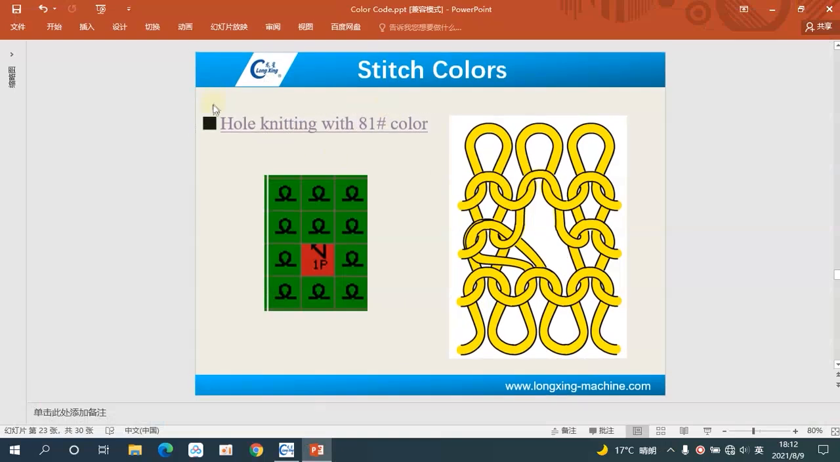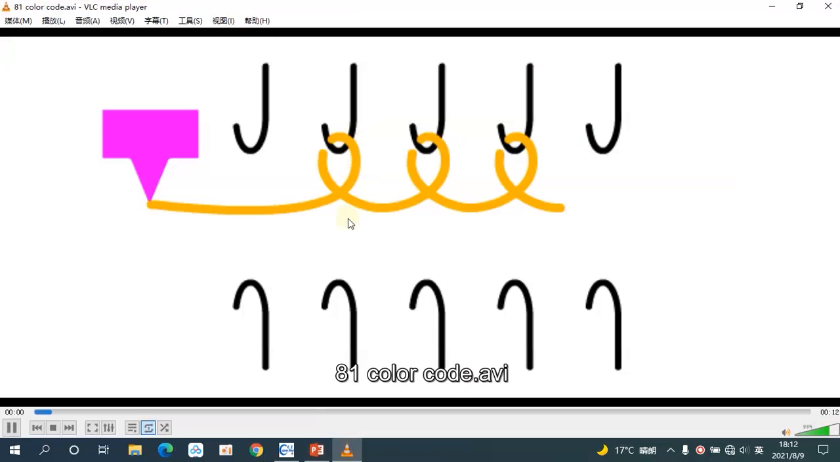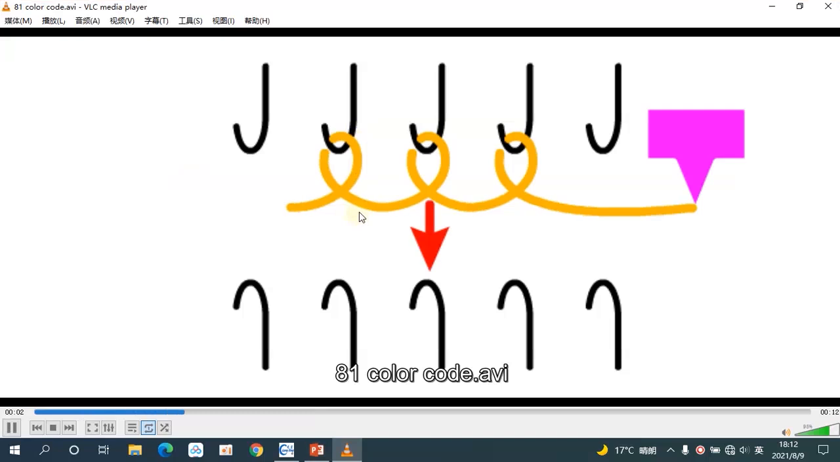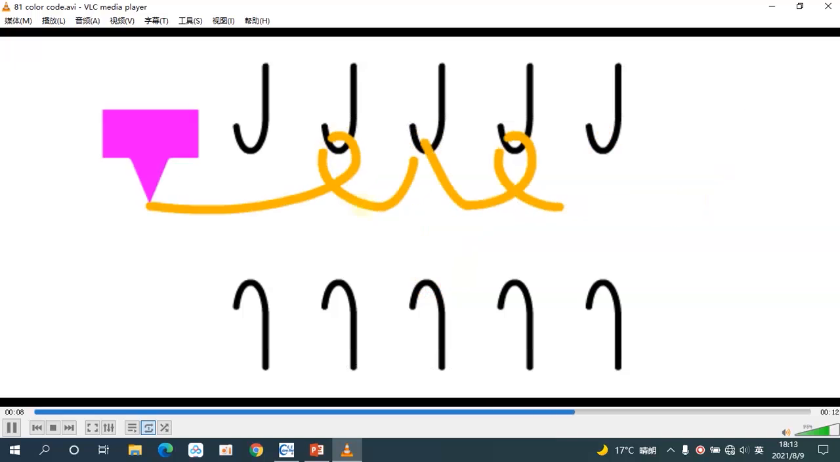This is whole knitting with 81 color. Perform whole knitting for the loop of the back bed. This shows the corresponding loop state. You can see that the hole will be formed in the whole knitting place. Look at the animation. Transfer the back bed to front bed, racking towards the right, lift.